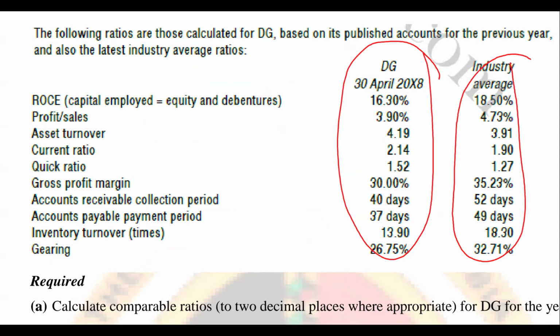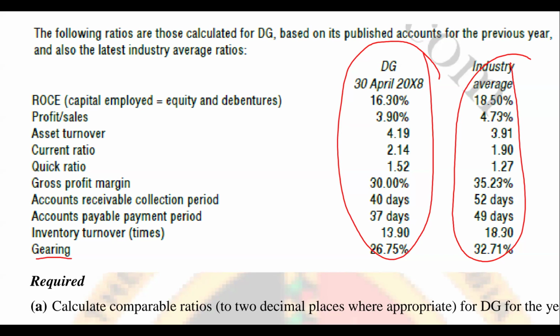In short, we'll need to come up with the return on capital employed for 2019 using 2019 data. We will also have to come up with the profit margin, the asset turnover, current ratio, quick ratio, the gross profit margin, and also the accounts receivables collection period, the accounts payables payment period, and the inventory turnover times, and conclude with the gearing ratio.